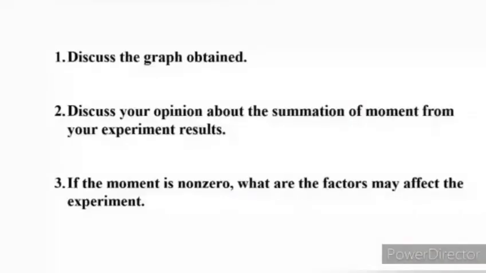Today, I'm going to talk about the discussion from the experiment. The first one is to discuss the graph obtained. From the graph obtained, F1/F2 is proportional to D2/D1 with a positive slope, despite the experiment apparently being impacted by some errors.